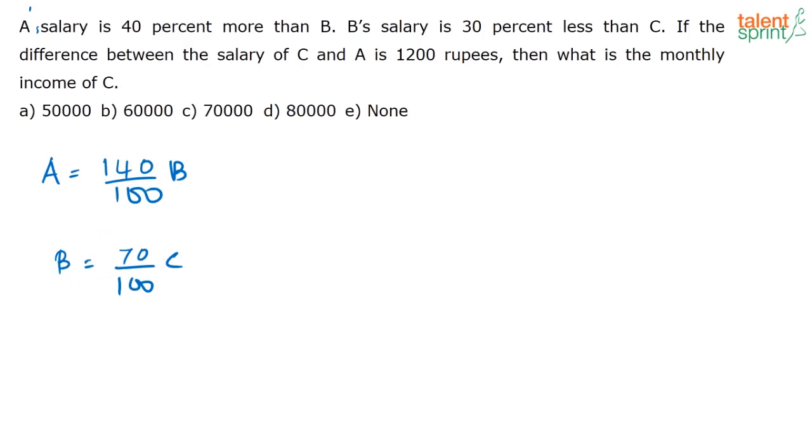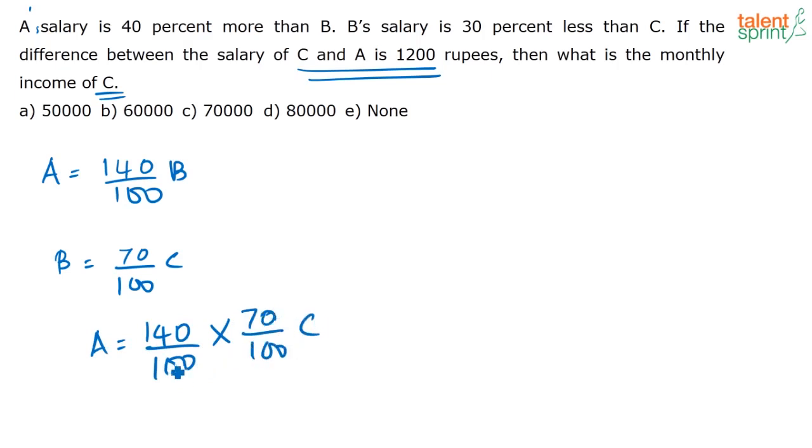Now, the question is, the difference between the salary of C and A is 1200. What is the monthly income of C? To do the calculation, we need only C and A. We don't need B. So I am trying to substitute the value of B here and make this equation in terms of A and C. So what do we get? A is equal to 140 by 100 of B. B is nothing but 70 by 100 of C, correct? Now when you solve this, what do you get? You get A is equal to 14 into 7, so just cancel it. So 14 into 7 by 100, that is equal to 98 by 100 of C.